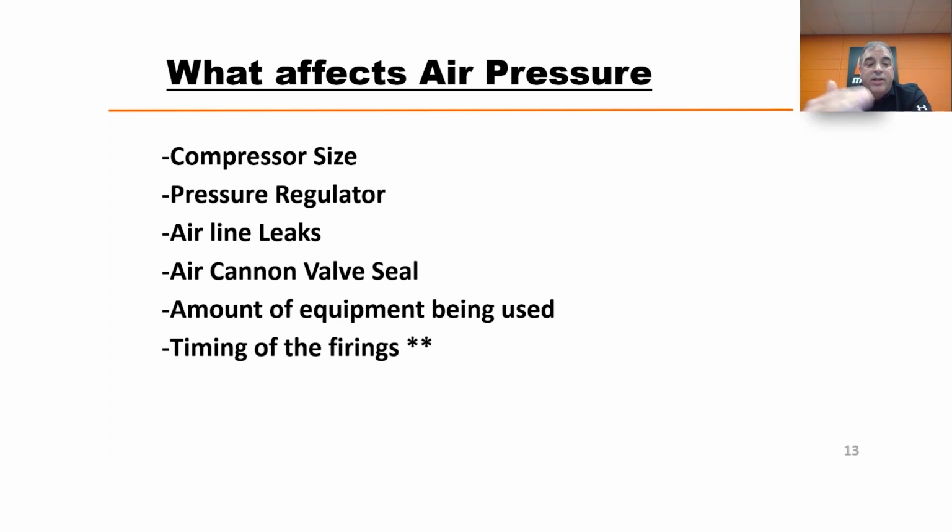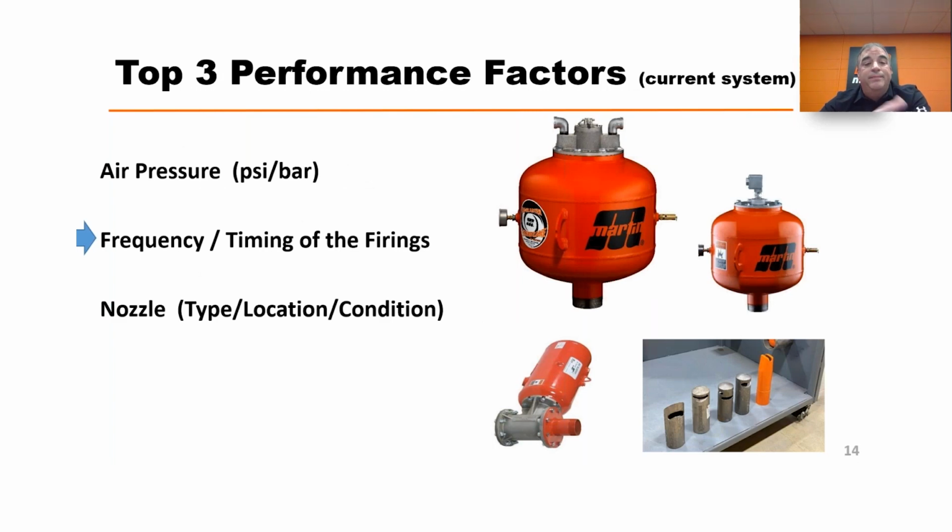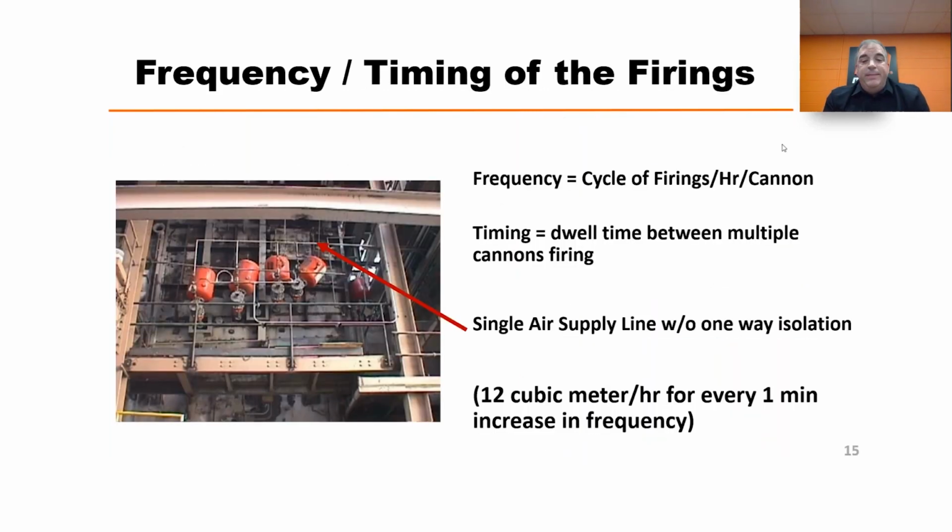So those things, and then the next one is the timing of the firings, and I've got that asterisk because it is the next thing that is a performance factor. So the frequency is the cycle of each cannon, like the cycles per hour of each cannon. So you might have, if these 4 cannons that you see on the side of this clinker cooler might be on a 10-minute cycle, right? So 6 times an hour they're going to fire each cannon. So that's the frequency of the firings. The timing would be the dwell time in between.